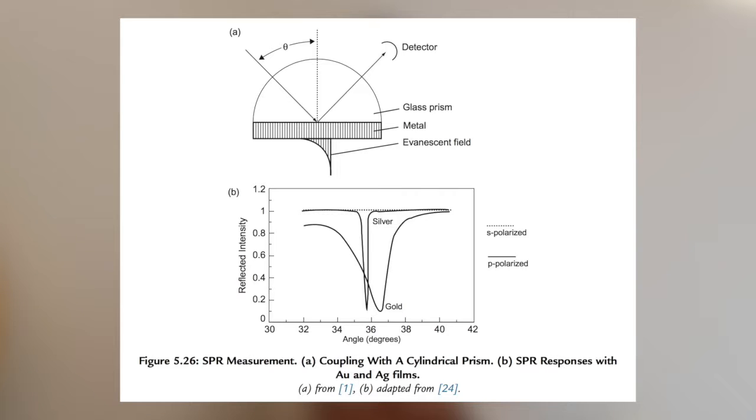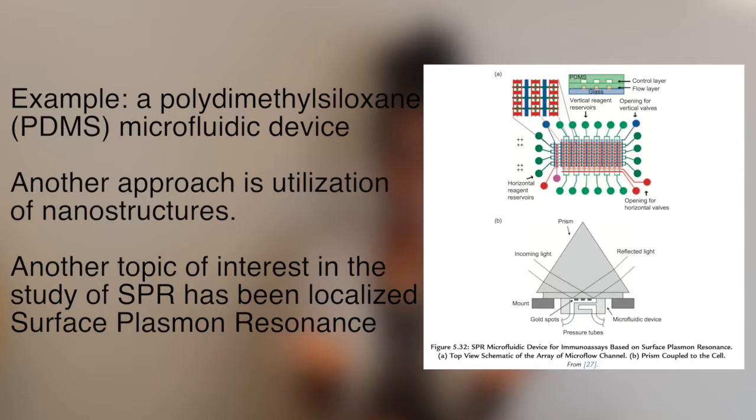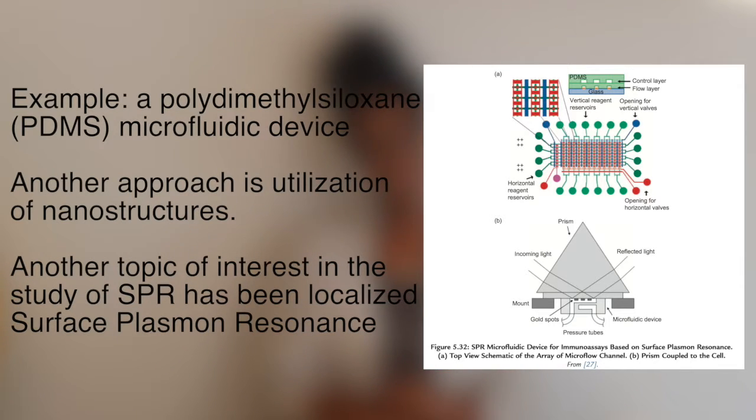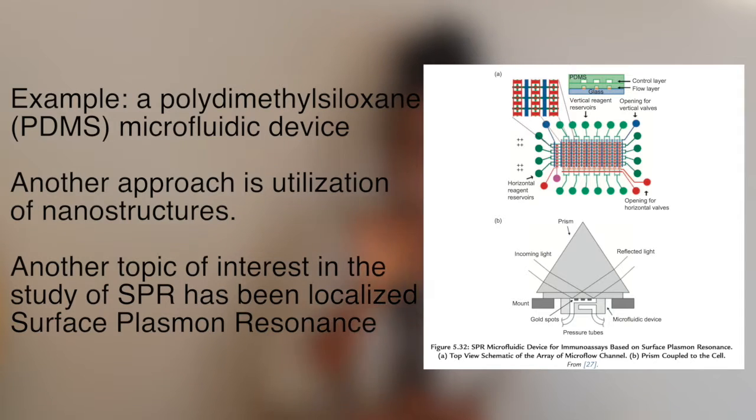With surface plasmon resonance, the measurements we can extract are the reflectivity curves for the p-polarized as well as the s-polarized radiation of the gold and the silver films. An example that researchers have used is a polydimethylsiloxane fluidic device that contains an array of microchambers, and each of these chambers contains a gold spot which is designed for SPR measurements.